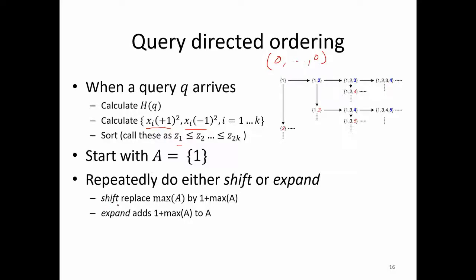If you expand, that is, if you increase the number of non-zeros in this delta list, you are definitely going to increase the score. So at any stage you have one of two choices: you can either shift or you can expand. If you expand, that means you are adding another dimension to A.